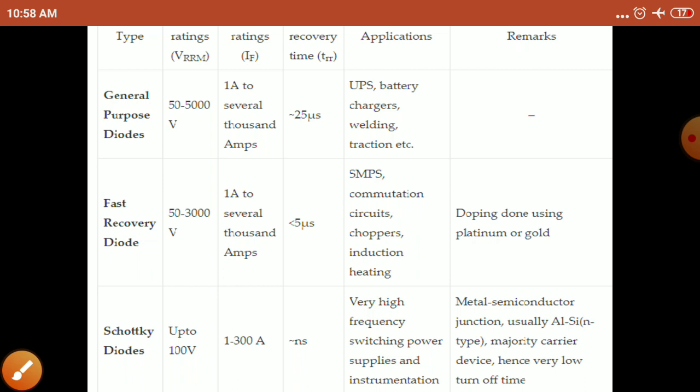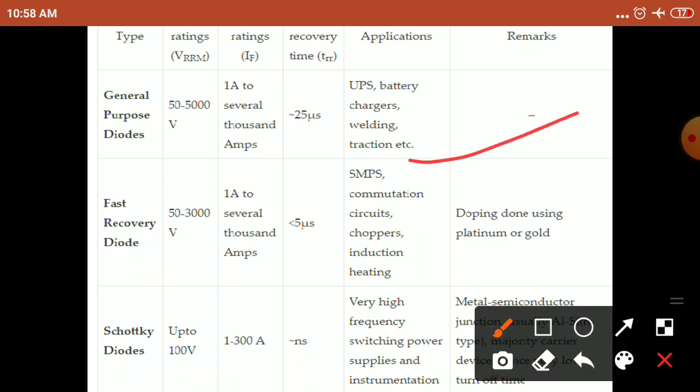The applications of this are switched mode power supplies (SMPS), commutation circuits, choppers, and induction heating. What are the heater coils which are used for household purposes? They are the heating. Here some doping is done using platinum or gold in these fast recovery diodes. In signal diodes there is no doping, but in the fast recovery diode doping is done. That is the difference.